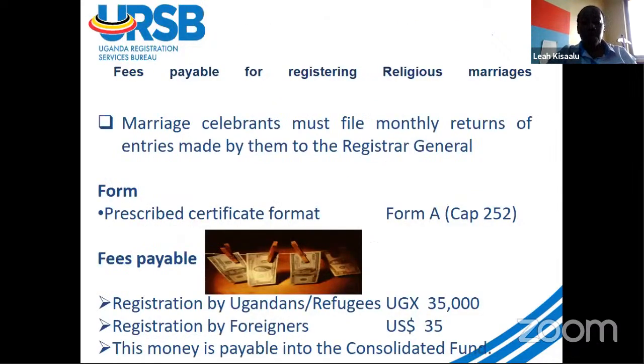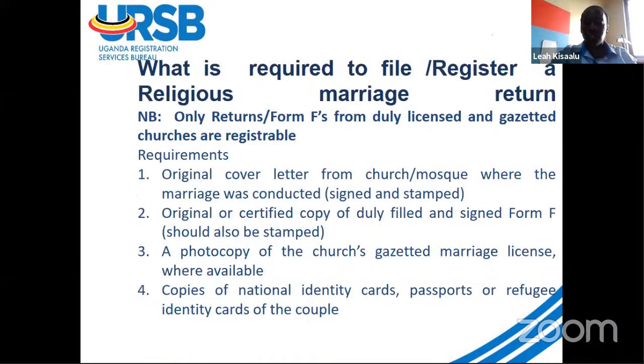Then fees payable, all the different types of marriages pay the same fees. If you want to register your church marriage, Islamic marriage, Hindu marriage, it's 35,000 as a Ugandan and as a refugee. If you're a foreigner, you register your marriage at 35,000. And all this money goes to a consolidated fund, it's paid in the bank. We usually guide you on how to make sure this money goes to the bank.